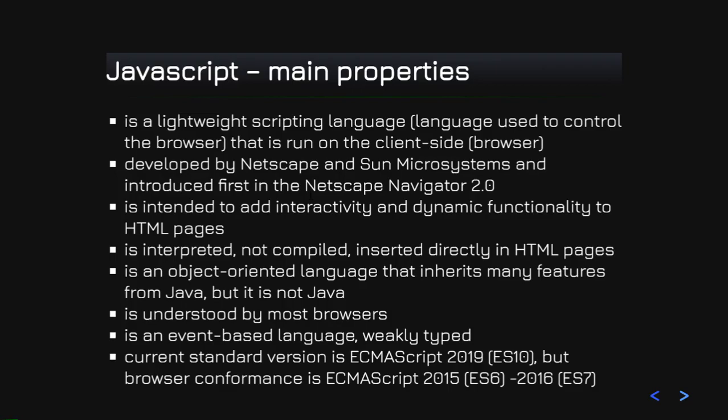JavaScript is an implementation of a programming language standard called ECMAScript, and the current standard version is ECMAScript 2019, that is ES10. But the browser support is ECMAScript 2015, ES6, or 2016, ES7.